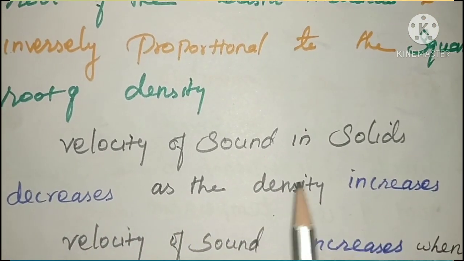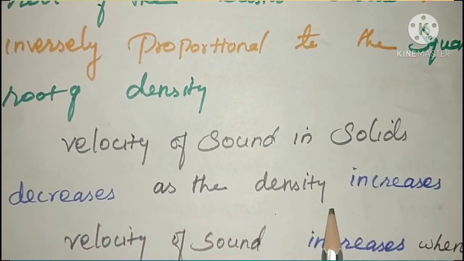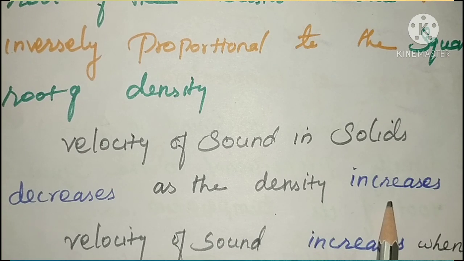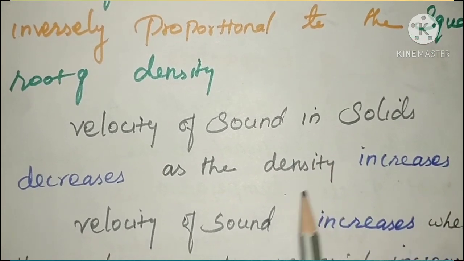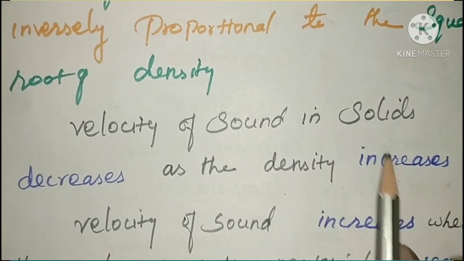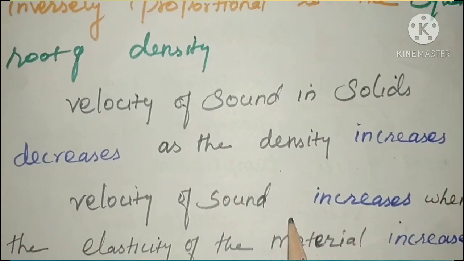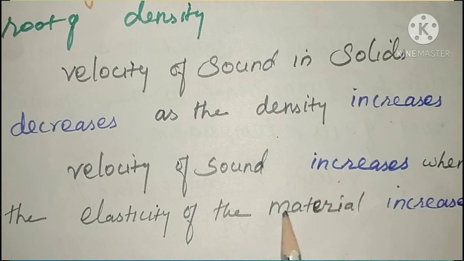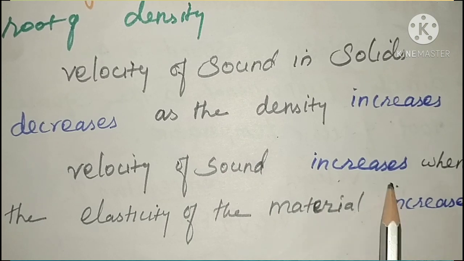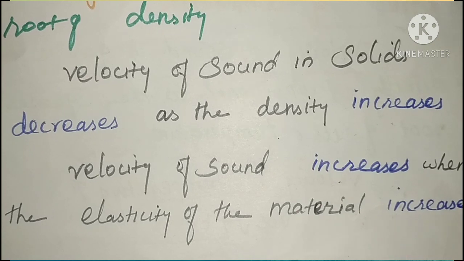So here the velocity of sound in a solid decreases as the density increases. Density increases means the velocity of the sound will decrease. And the velocity of the sound increases when the elasticity of the material increases. If the elastic property of the material increases, the velocity of the sound will increase in solids.